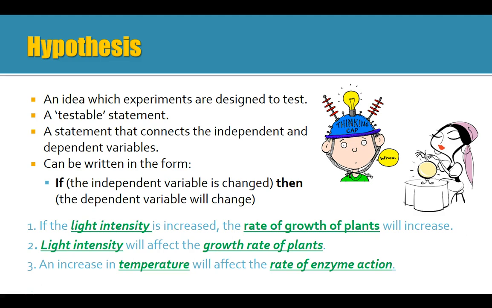So when we conduct an experiment, we have what is called a hypothesis, and this is what the experiment is designed to test. So we call that a testable statement, and that statement usually connects the independent and dependent variable and is written as what I would call an if-then statement. So in the example of photosynthesis and light intensity, we would say if the light intensity is increased, then the rate of growth of plants will increase. So it's an if-then statement, and you need to be specific as well.